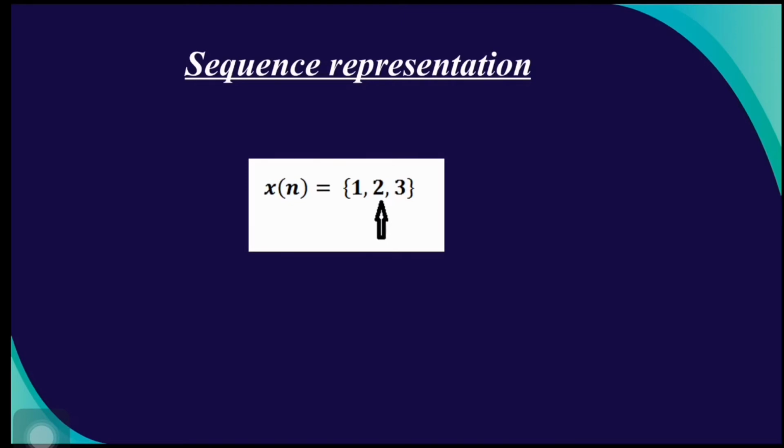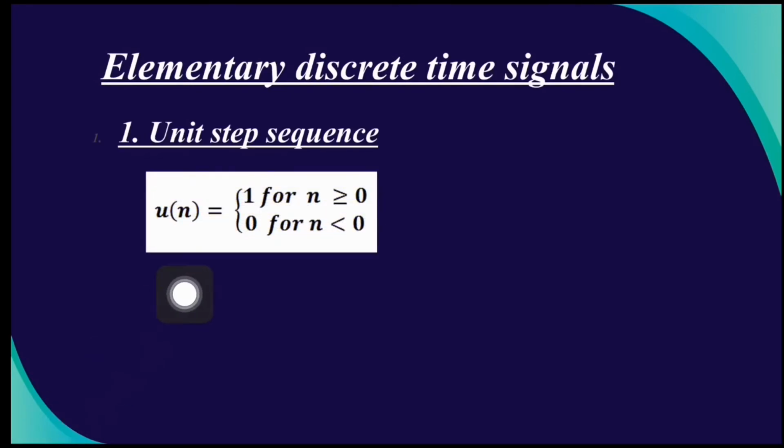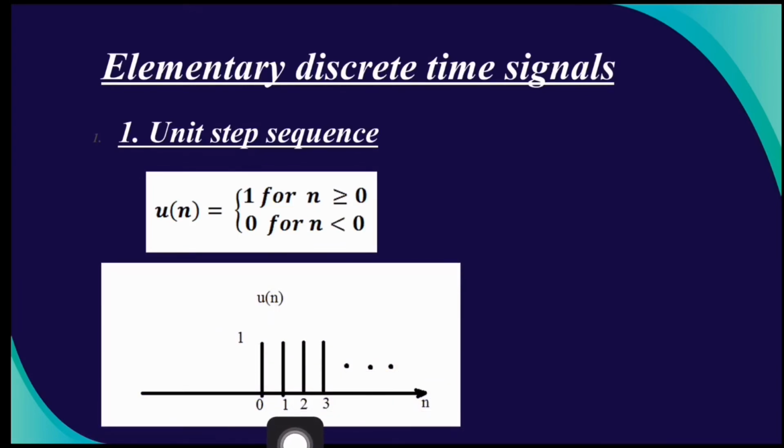It's time to start our topic, elementary discrete time signals. First, we are going to look at the unit step sequence. It is represented as u of n and mathematically defined as 1 for n greater than or equal to 0 and 0 for n less than 0. This is the graphical representation of u of n. The independent variable n is plotted along the x-axis and the signal amplitude along the y-axis. You can see it has a constant amplitude 1 at n equal to 0, 1, 2, 3, etc.